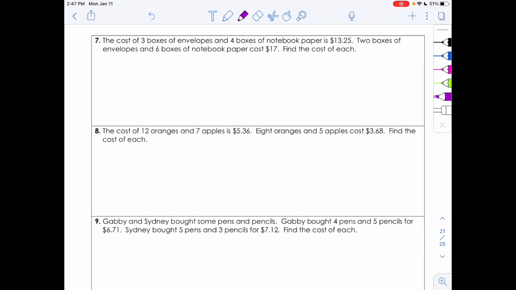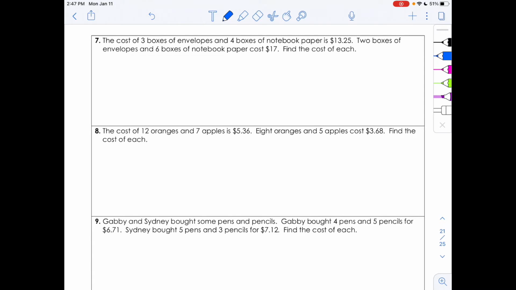These types of examples, especially when they're involving money, can be very messy. So make sure if a calculator is available that you use it. Number 7. The cost of 3 boxes of envelopes and 4 boxes of notebook paper is $13.25. 2 boxes of envelopes and 6 boxes of notebook paper cost $17. Find the cost of each.